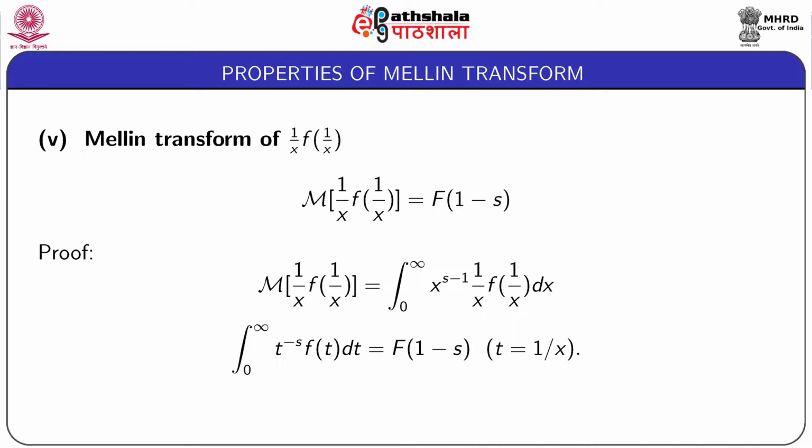Next we shall find out the Mellin transform of 1 by x into f of 1 by x, and that is equal to capital F of 1 minus s. This we have to prove. First we write the Mellin transform of 1 by x f of 1 by x, and this is equal to the integral from 0 to infinity x to the power s minus 1 into 1 by x into f of 1 by x dx. Writing t equal to 1 by x, this integral can be written as the integral from 0 to infinity t to the power minus s f(t) dt. This is equal to capital F of 1 minus s.